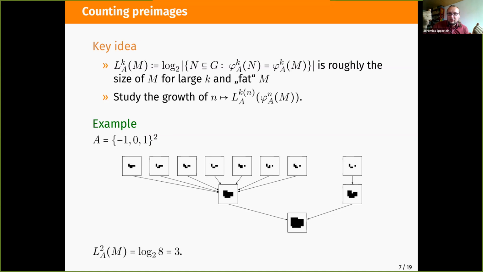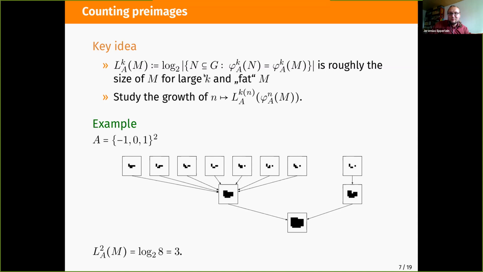So what we do is we look at the following quantity. We take a set M and apply our dynamics for k steps. So we make it fatter. And then we look at all the sets N that, after k time steps, look the same. So for example, we start with, let's say, this set, apply our map 2 times, so we end up here. And then we look at all the sets that also end up here after two steps. And these are these 8 sets. And I mean, this should be roughly something like the power set of M. So it's natural to take the log of this cardinality. And this should give us something like the size of M.